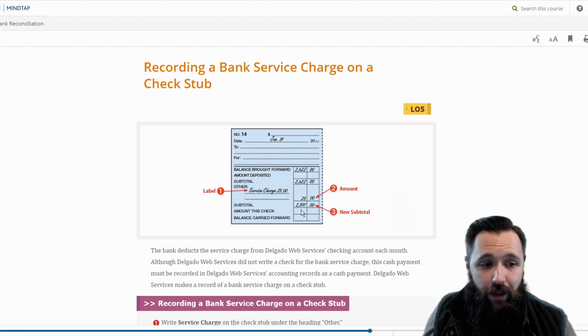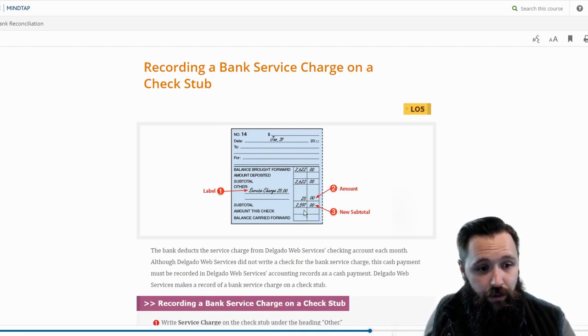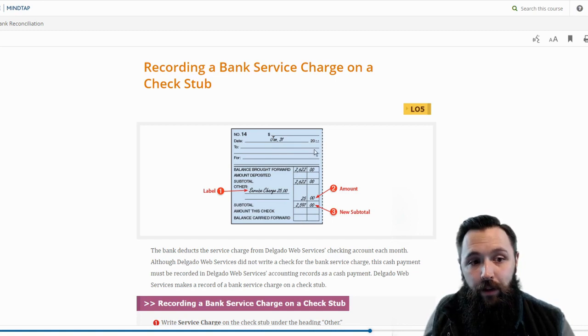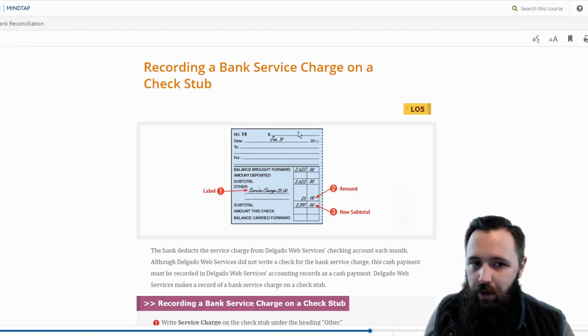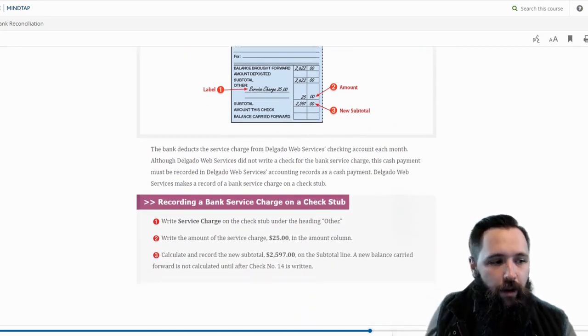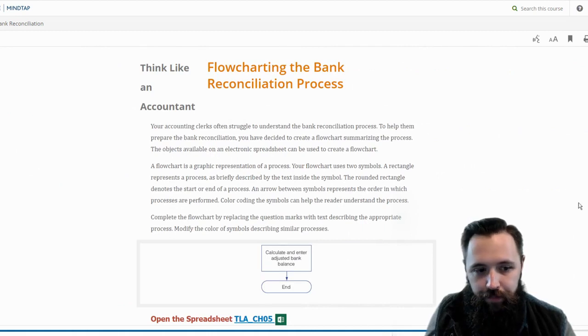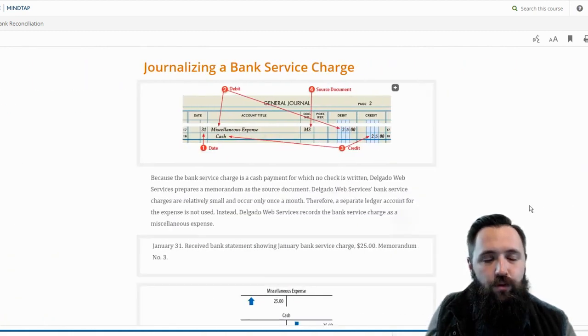And then after that, you don't have to write the amount on this check or the balance carried forward. Why? Because we haven't written check number 14 yet. We're not there yet. We're just recording this service charge. And there's one more additional step. It's not that one. It's right here.